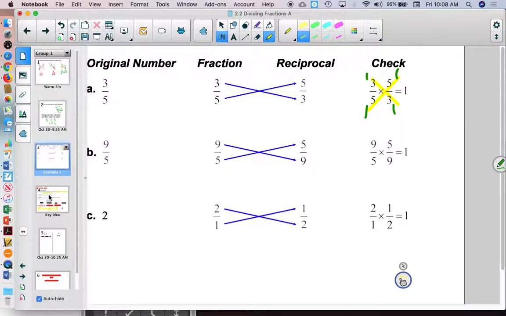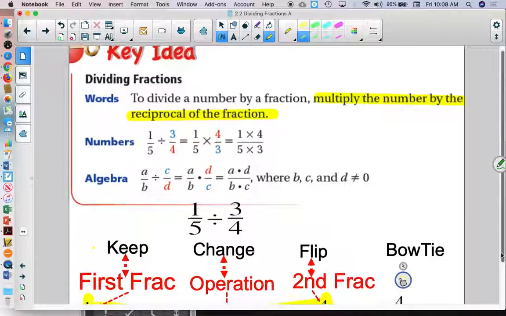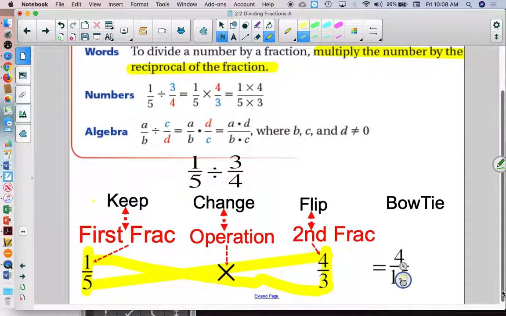We talked a little bit ago. All right, we're talking dividing fractions. There's a couple of different ways of doing it. To divide a number by a fraction, multiply that number by the reciprocal of the fraction. That's the technical. That's what we're doing. Me, I just like to say, keep, change, flip, bow tie. If you follow this process, you will get it right all the time.